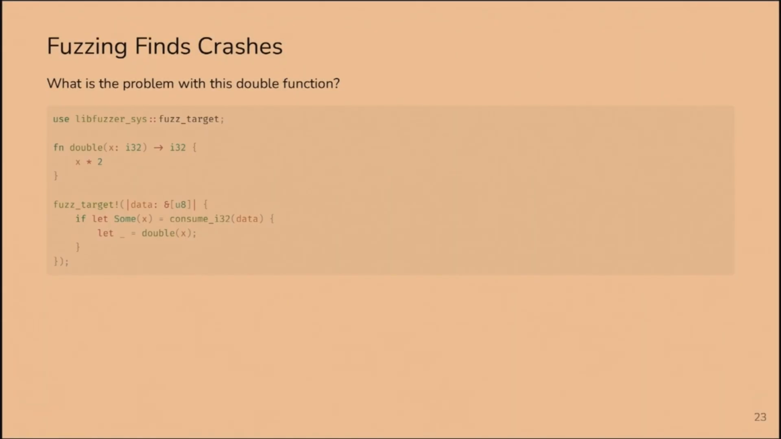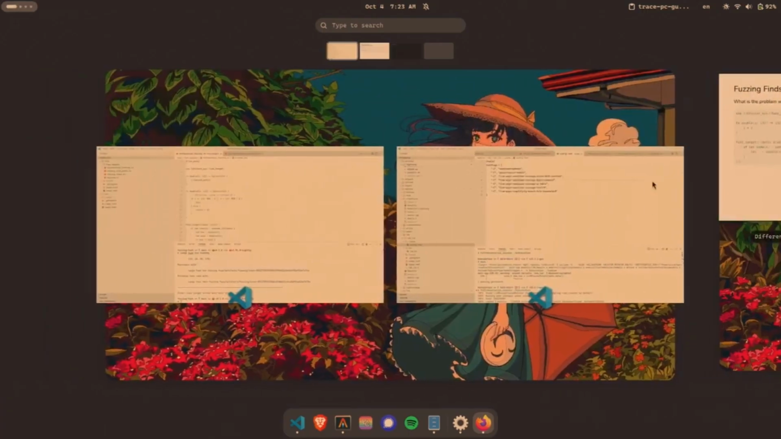So let's see some examples and run some fuzzing. What is the problem with this double function? Basically, in this double function, we don't check for overflow, and this is Rust code, and we'll basically do fuzz on that. So we have the fuzz target, which will give us the data from the fuzzer, which is basically bytes, and we'll consume those bytes to transform to a signed 32-bit number. So let's run this.